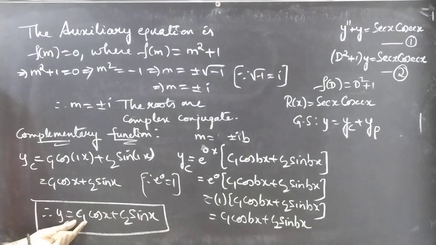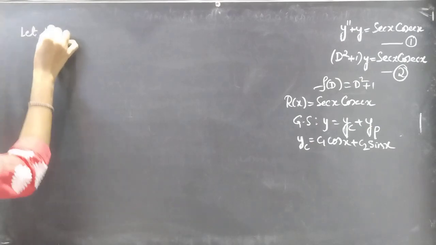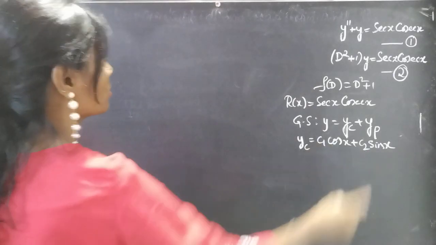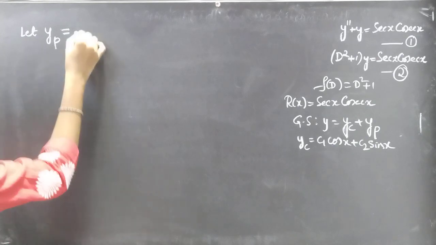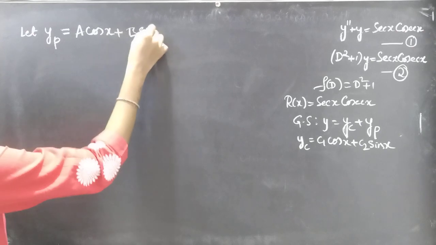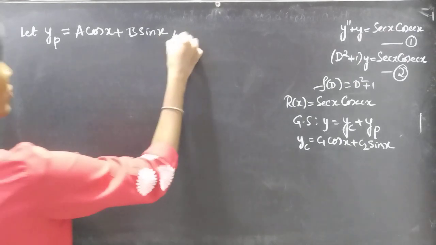Just replace the constants or parameters with some functions of x. Let yp equal to, replace the constants c1, c2 or parameters with functions of x, a and b. Then we'll get yp equal to a cos x plus b sin x. Yp is nothing but the particular integral, where a and b are functions of x.